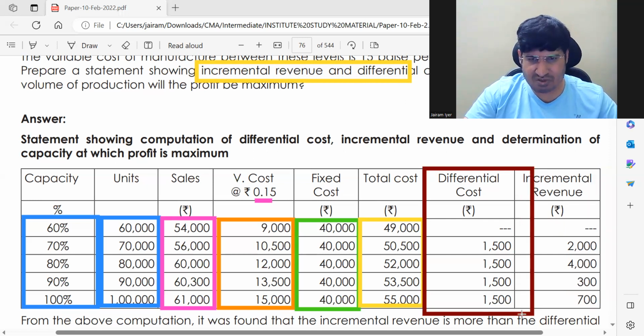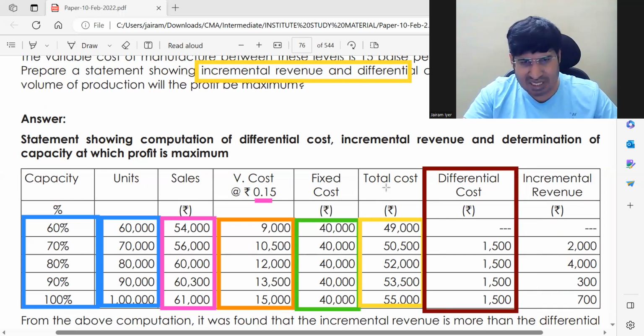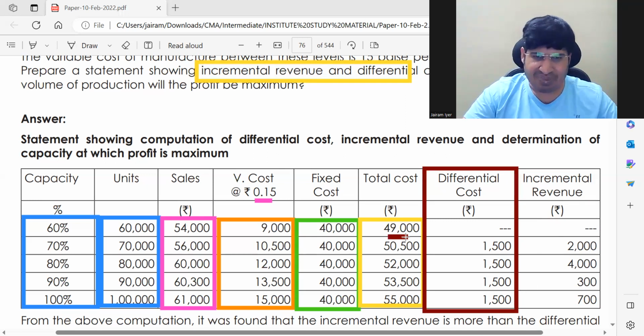Let's first go with differential cost. It's very simple. Just get the total cost by adding fixed and variable cost. Whenever you start, the first entry will be a dash, because you have nothing to compare. For the second one, just do second minus first: 55,000 minus 49,000 gives you 1,500.